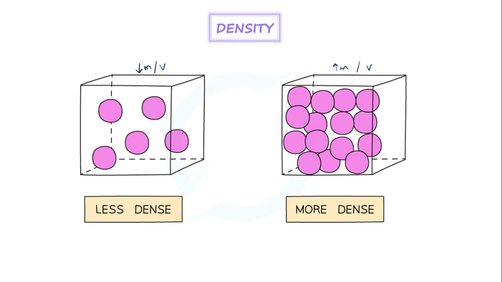So in the same volume, if one substance contains less mass, that means that it is less dense, and the substance that has more mass per unit volume is more dense. And usually, if we mix a less dense substance with a more dense substance, the less dense substance floats over the more dense substance. So the substance with high density settles down below, and the substance with less density floats over the substance with high density.